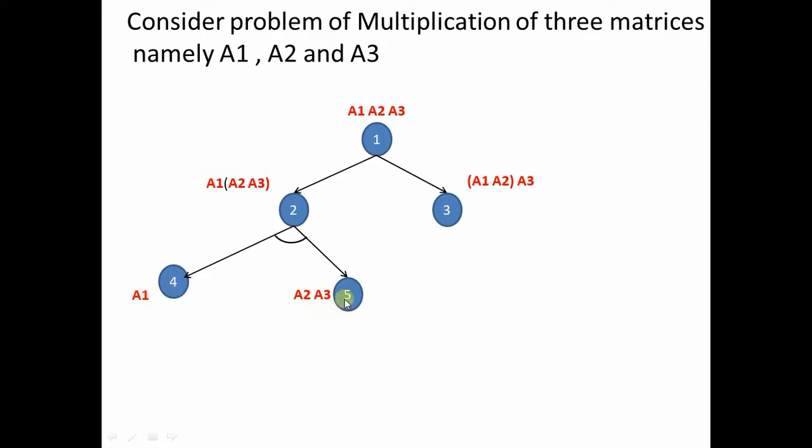So you see 4 and 5 are dependent on each other. Unless A2A3 is multiplied so that you get a resultant matrix, A1 you will not be able to multiply to it, right? So this 4 is dependent on 5, so you have an AND arc over here. So only after this sub goal and this sub goal are both achieved, that means A1 is multiplied to A2A3 together, only then the higher goal, that is A1A2A3, is achieved here.